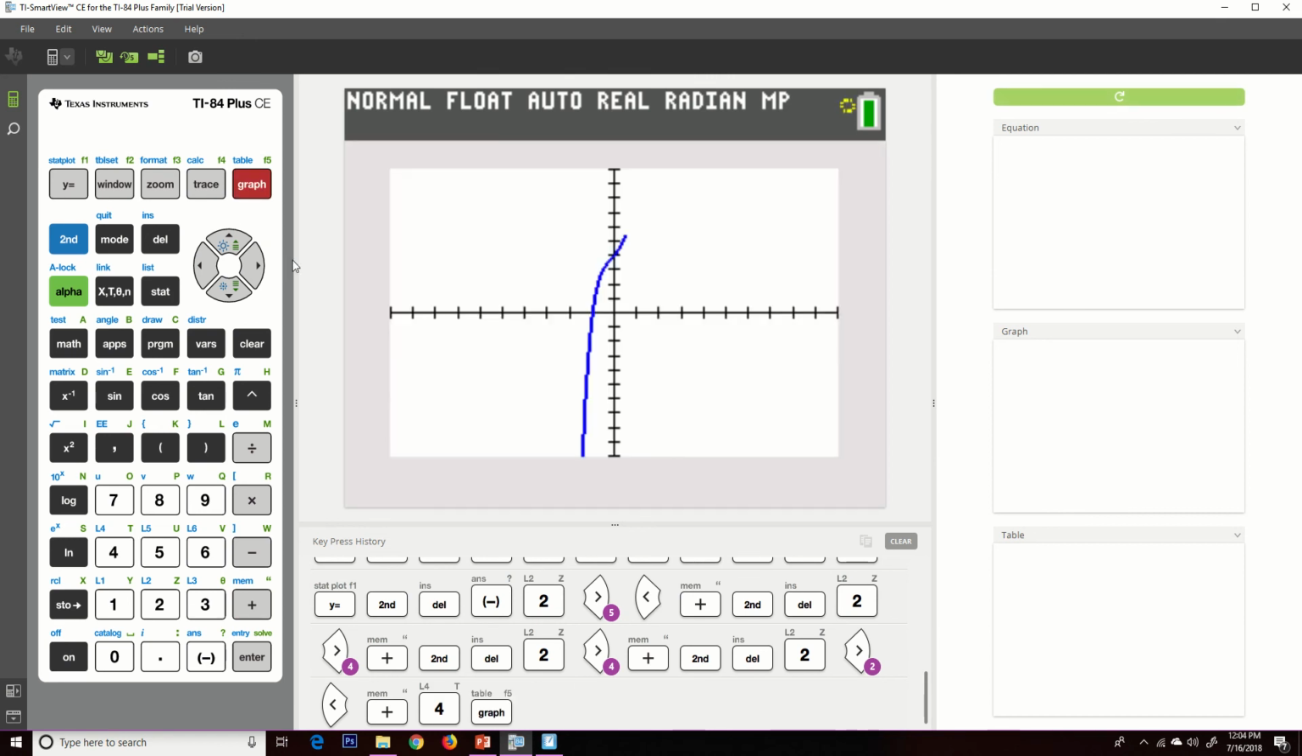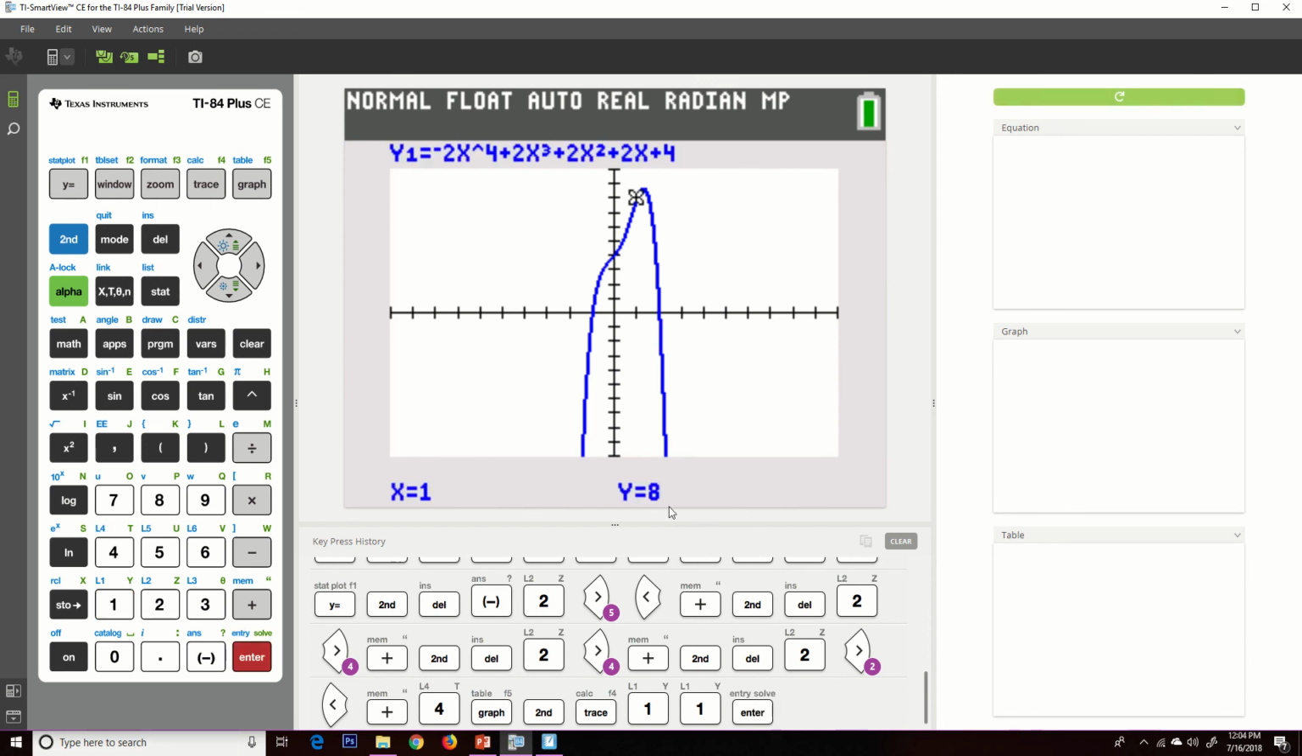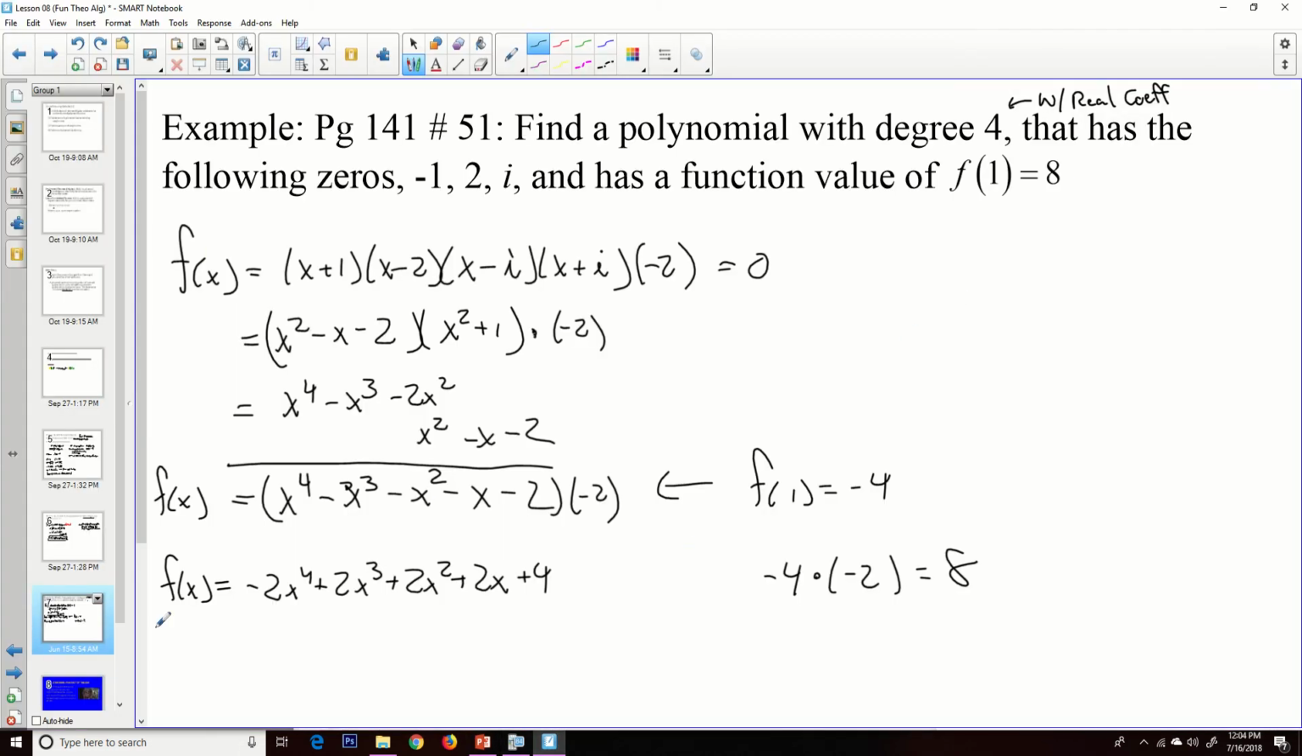Now when I hit graph, check this out, I still have negative 1 and I still have 2 as my real zeros, but when I plug in 1, I get that 8 that I needed. So that was that extra little bit for that.